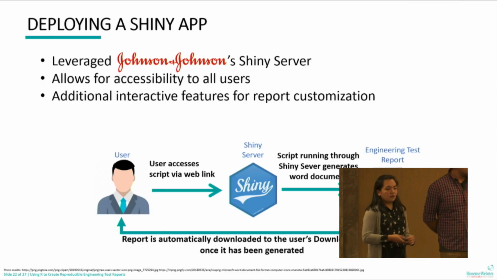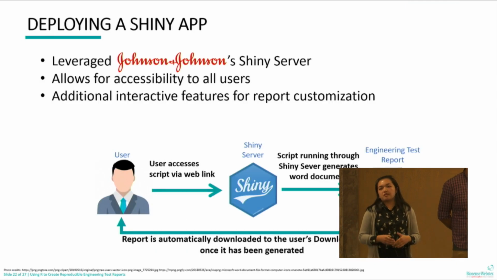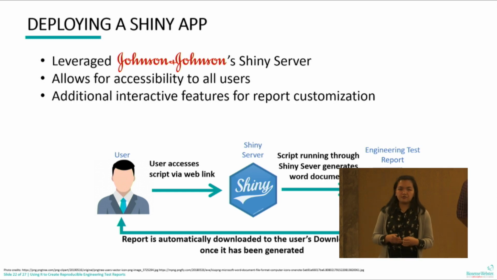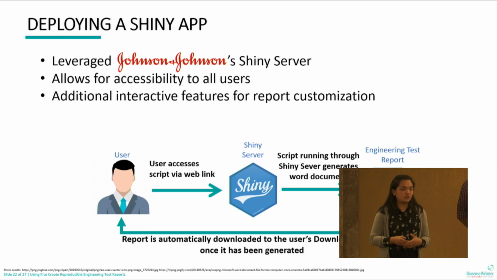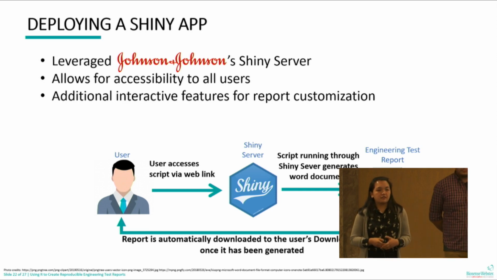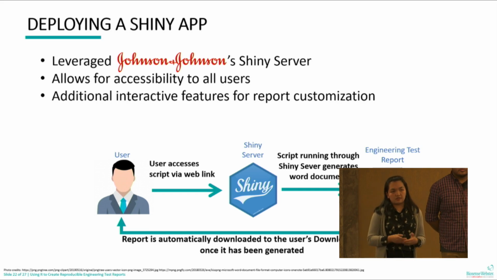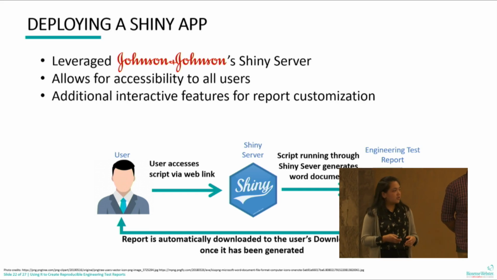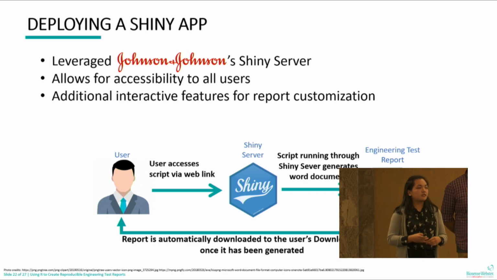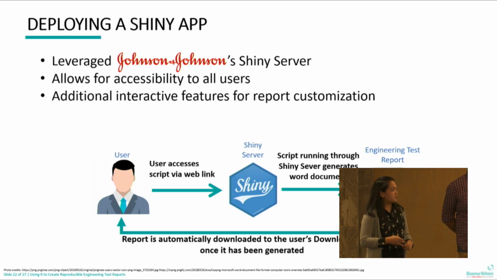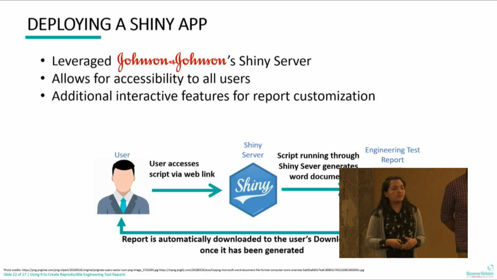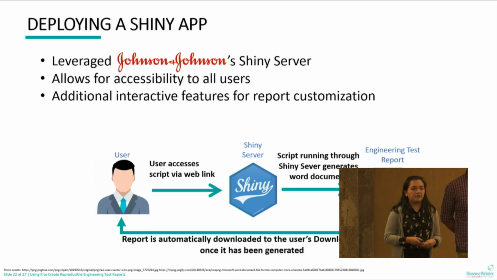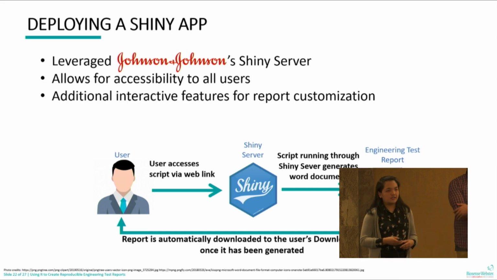That way it catches the user's attention. And then going forward, we wanted people within the company with different backgrounds, different skill sets, and different locations to be able to access this methodology. So with that, we decided to leverage the Johnson & Johnson Shiny server. Within that, we deployed a Shiny app that has this R Markdown wrapped. With this, users can access it through a web link, put in their inputs, and once they hit generate report, they automatically have the report properly formatted in their downloads folder.